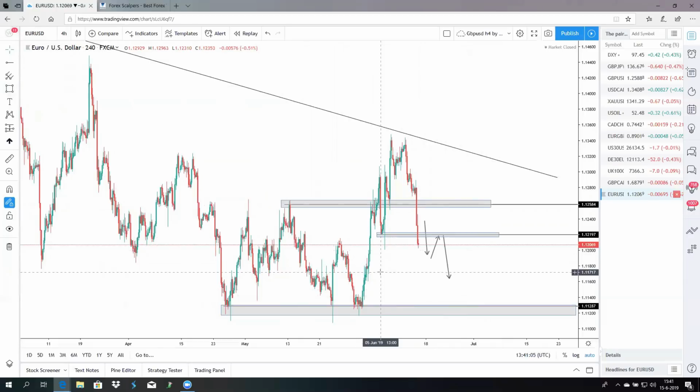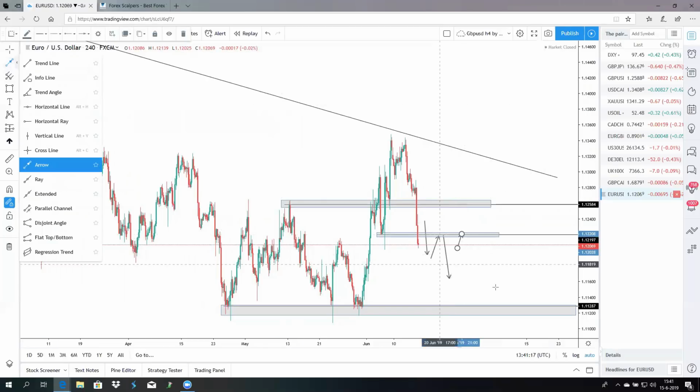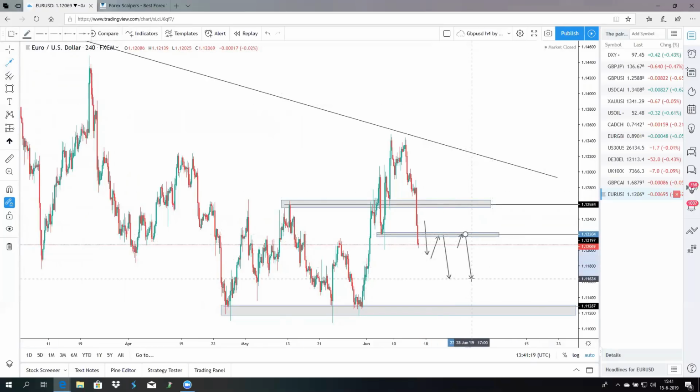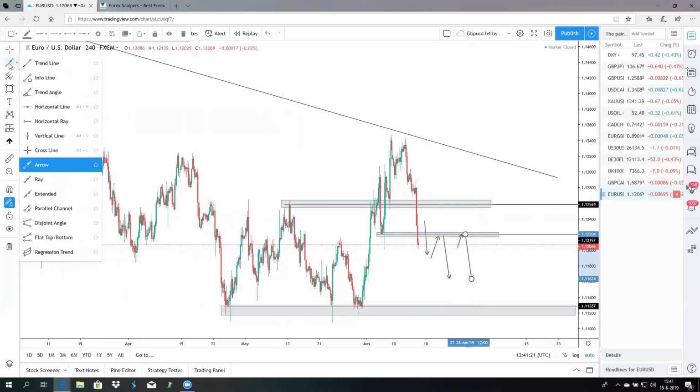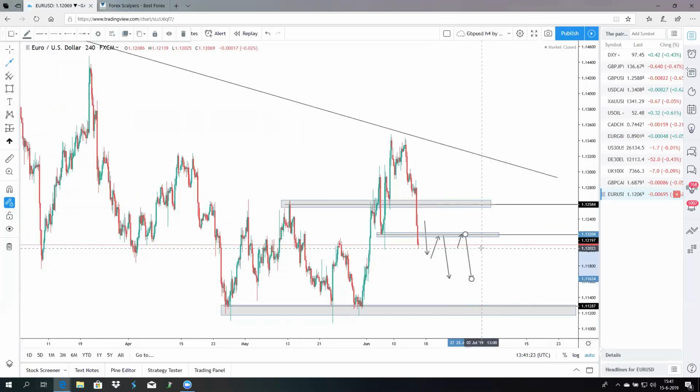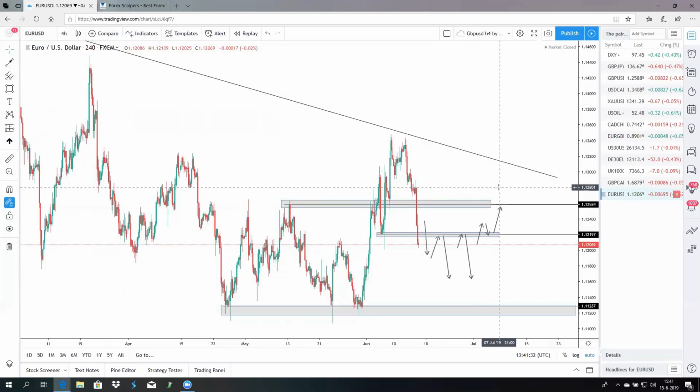Okay, if we pull back and the price pushes to the upside again, a situation like this. So from here, rejection down, or if we push higher again, I will not take sells. Of course not, because this is a scenario that could also happen. I always draw two scenarios.